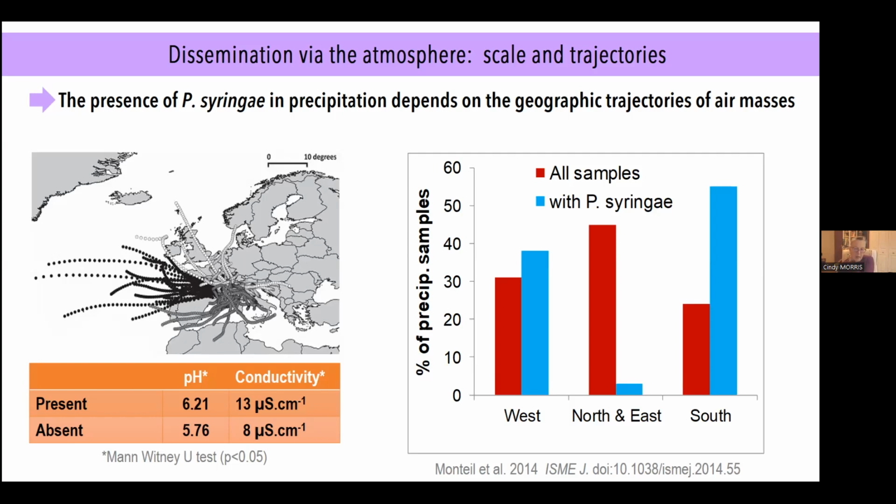And likewise, on the right, the graph on the right, we have the geographic origin of all samples in red. So most of them are from the north and northeast. Some are from the west, and a few are from the south. But if we look at the frequency that have Pseudomonas syringae in them, most are from the south, okay, and a little bit from the west, and very few from the north. So this is giving you signals that there are geographic origins of the Pseudomonas syringae that's arriving at any given place, right?